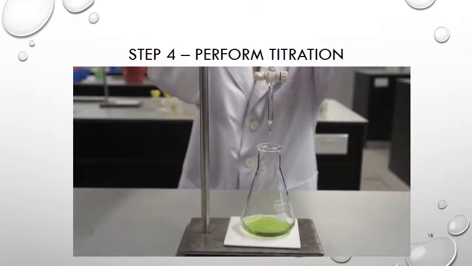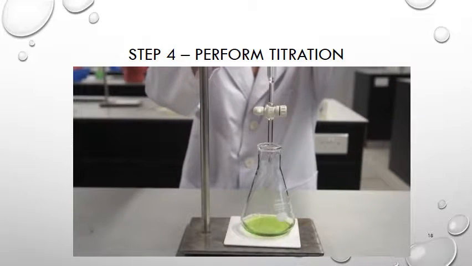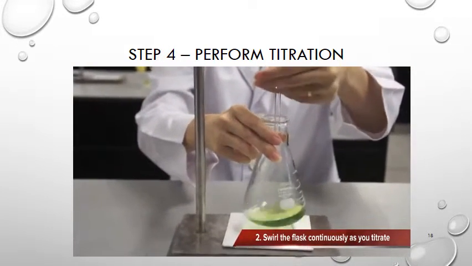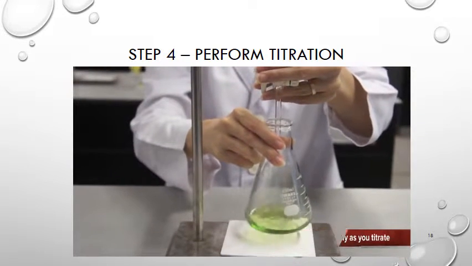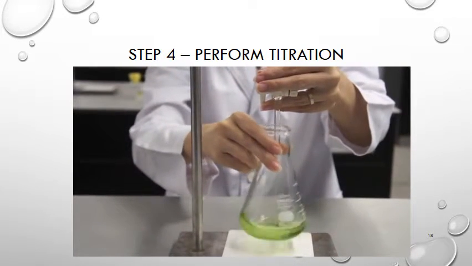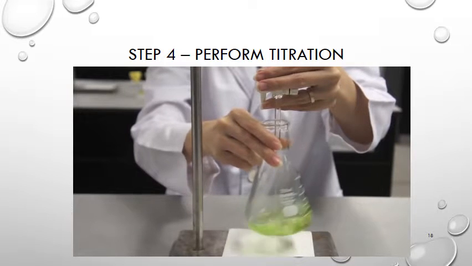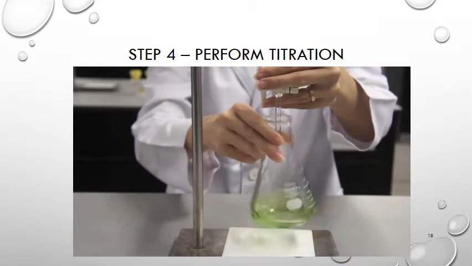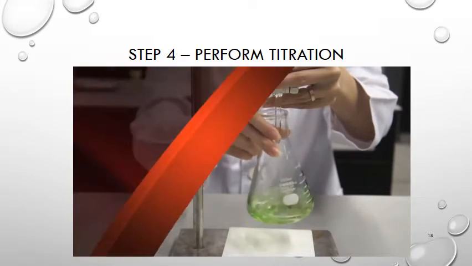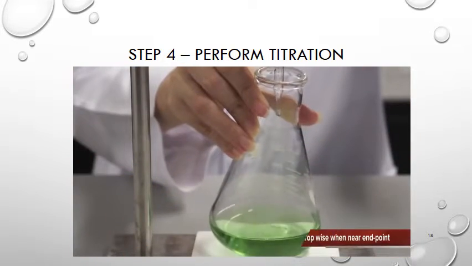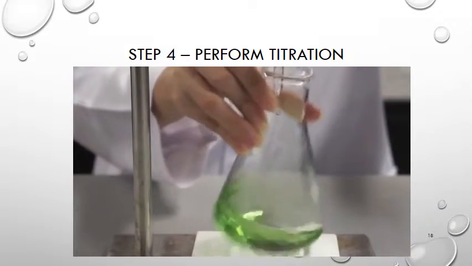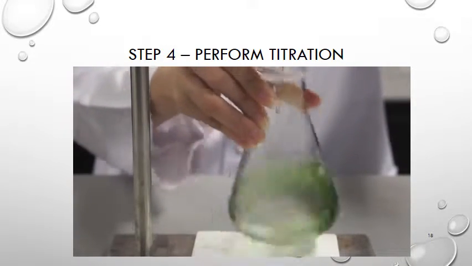Adjust the height of the burette so that the tip is inside the flask. Hold the flask in your dominant hand and use 2 hands to titrate, adding solution from the burette and swirling the flask simultaneously. Continue to add solution from the burette until you are near the endpoint. When you are near the endpoint, slow down the titration by adding the solution dropwise.